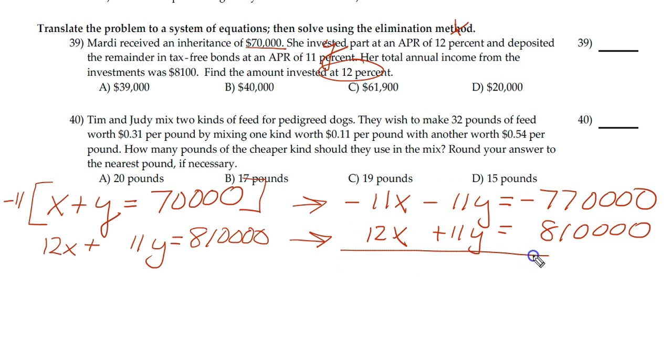So as we put our line, these cancel out. I'm just left with an x. And when I do the subtraction here, I end up with 40,000. And I look there, and there it is, right there.